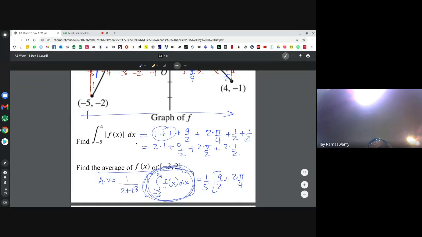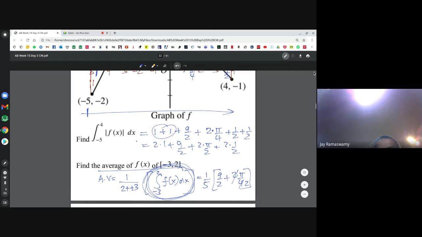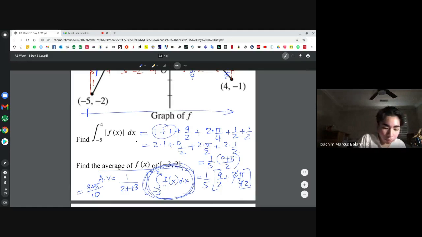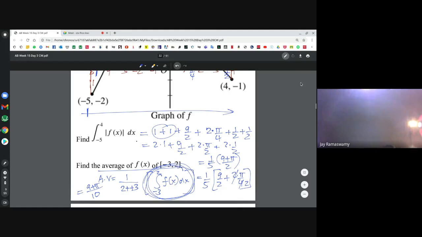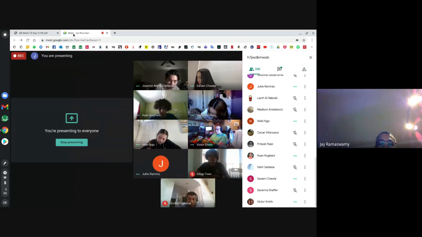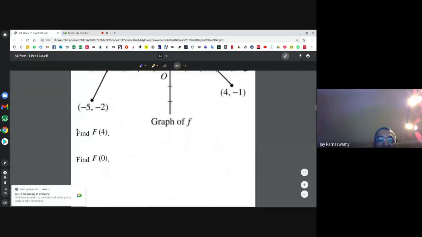Is everybody okay there? Yes. Can I take a common denominator and write this as parentheses 9 plus pi all over 2, which is 9 plus pi over 10, 5 times 2? Is everybody okay there? Again, definite integrals just mean area under the curve. I'm just writing the area left to right following sign conventions.